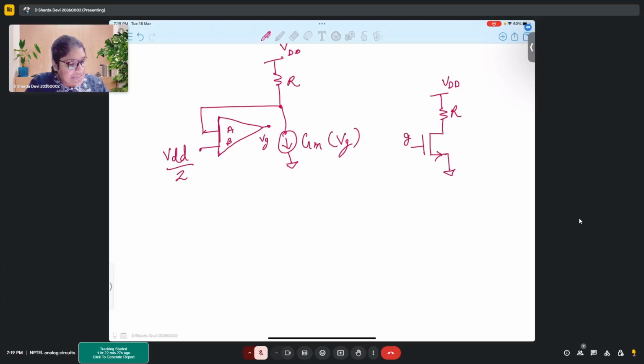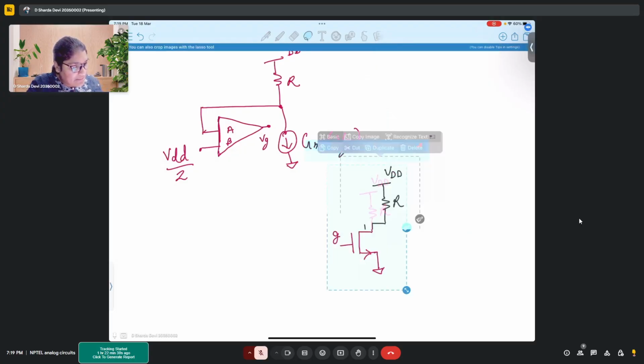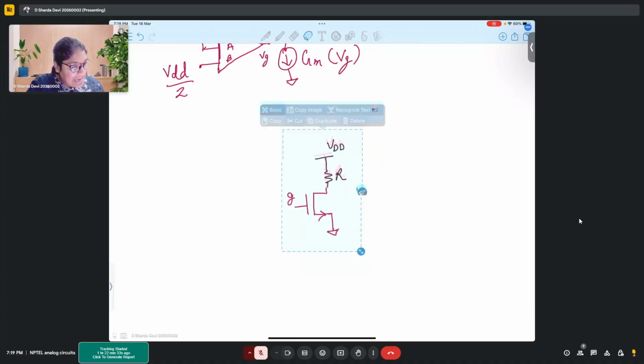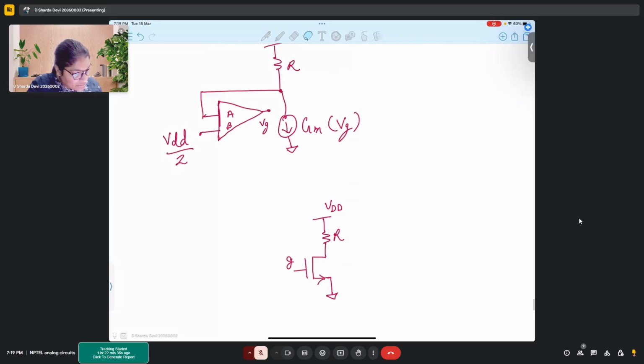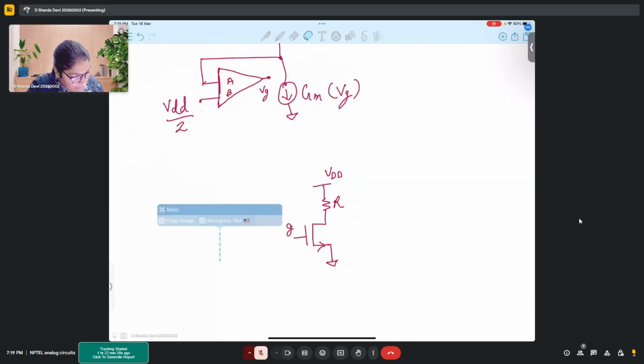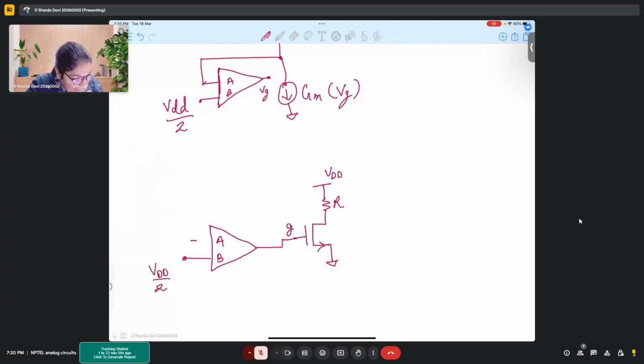See, I'll draw this diagram in a more familiar way. So this is the small signal model that you are seeing. I'll draw it in the circuit model so it will be clear to us. See, there is this MOSFET. The output of the op amp is connected to this MOSFET, and in one terminal you are giving VDD by 2. In the other terminal, you are connecting this terminal to this point. This is drain, this is gate, and this is source.